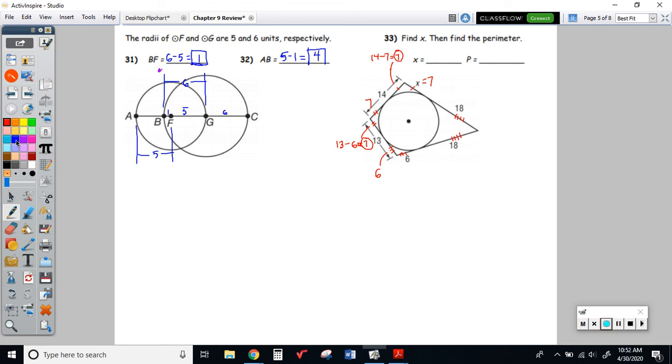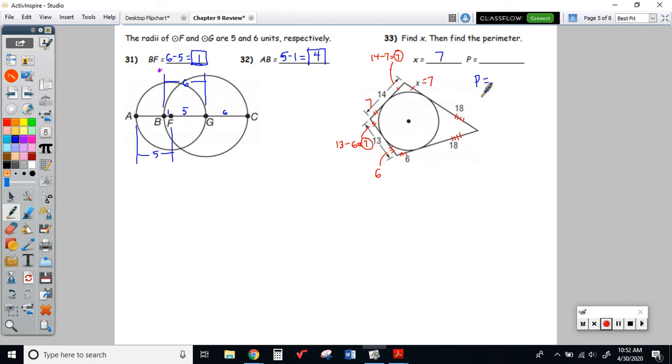So we have that x equals 7 on this one, and then the perimeter, a few ways you could approach that. You could do 18 plus 7 plus 7 plus 7 plus 7 plus 6 plus 6 plus 18. That'd be the longest way, I think, to do that one.